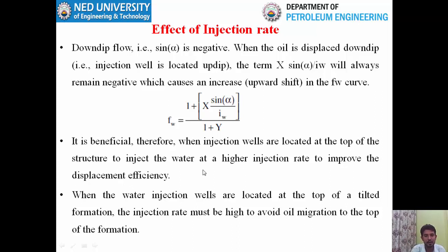When you have the up dip flow of gas, which means the injection well is located at the bottom section of the structure, you will inject gas at a higher rate to force oil towards the production well. So when the injection wells are located at the top of a tilted formation, the injection rate must be high to avoid oil migration at the top of the formation.